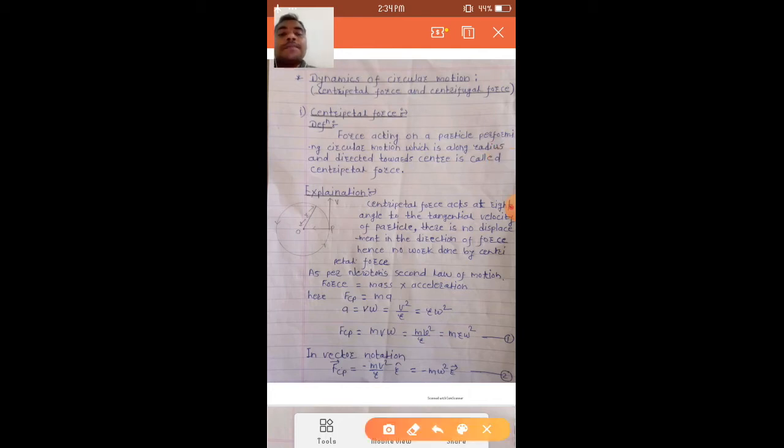See this diagram. Consider P be any particle performing uniform circular motion along the circumference of a circle of radius small r. O be the center of this circle and v be the tangential velocity of the particle.